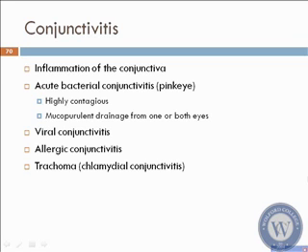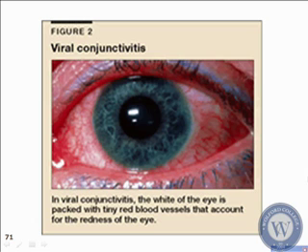Viral conjunctivitis as well. Allergic conjunctivitis is different. Of course, it's due to exposure to something. Trachoma, chlamydial conjunctivitis, is difficult to treat. What you see, this is a viral conjunctivitis. You can see the inflammation and the erythema around the conjunctiva.